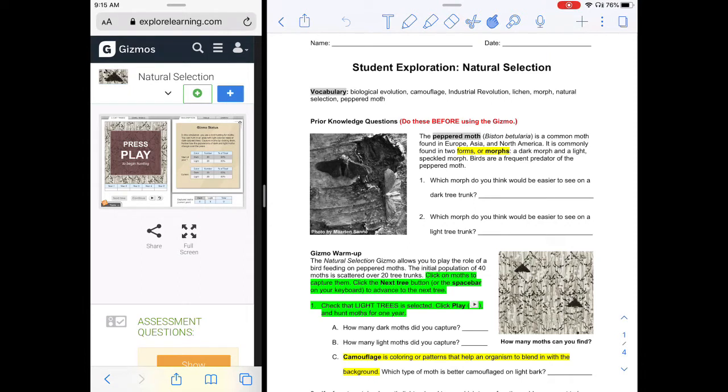So the first question asks you, which morph do you think would be easier to see on a dark tree trunk? Do you think it would be the light colored or the dark colored morph? And you just need to write in your guess here on the line. The second question, which morph do you think would be easier to see on a light colored tree trunk? And you would write in your guess. Would it be the dark morph or the light speckled morph? So that's the prior knowledge questions.